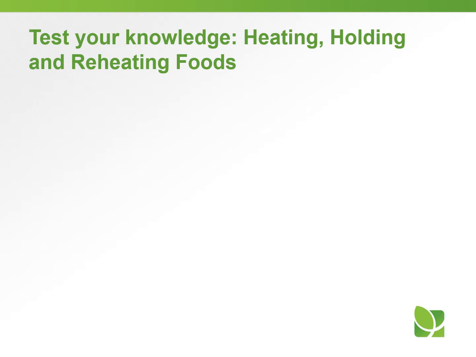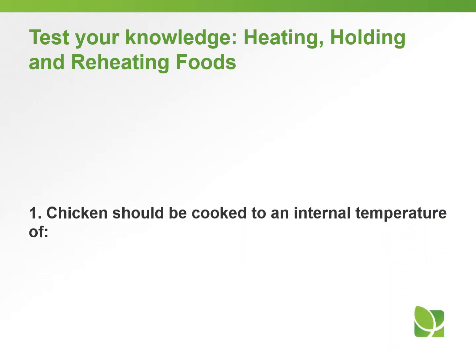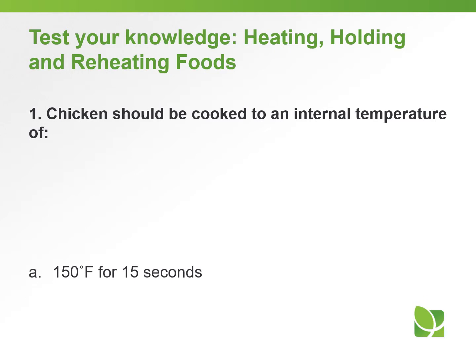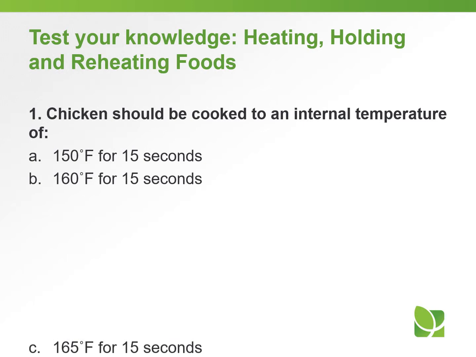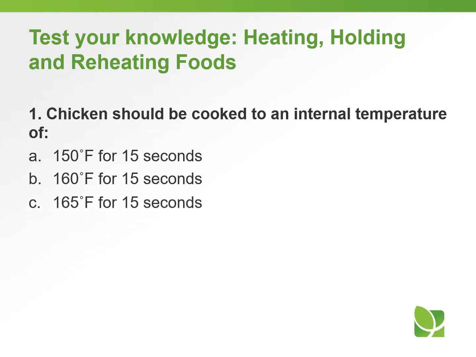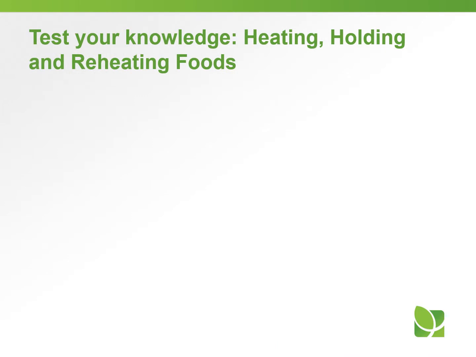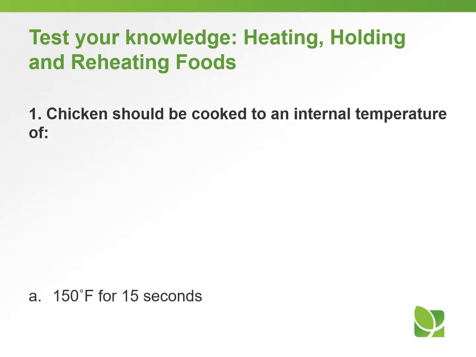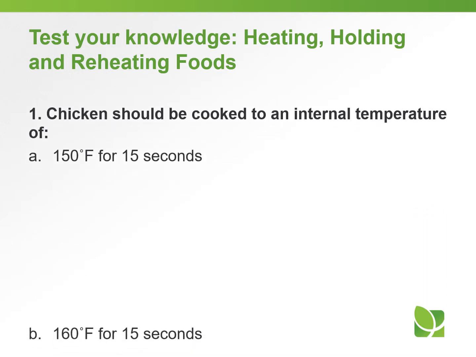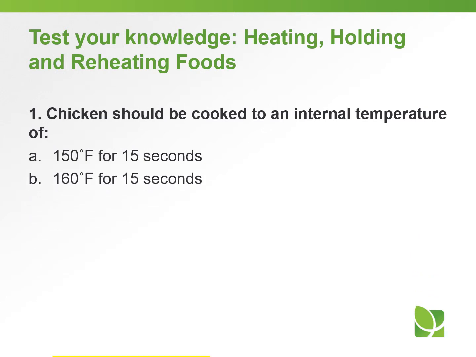Let's test your knowledge on heating, holding, and reheating foods. Question number 1. Chicken should be cooked to an internal temperature of A. 150 degrees Fahrenheit for 15 seconds, B. 160 degrees Fahrenheit, C. 165 degrees Fahrenheit, or D. 170 degrees Fahrenheit. And the answer to question number 1, chicken should be cooked to an internal temperature of C. 165 degrees for 15 seconds.